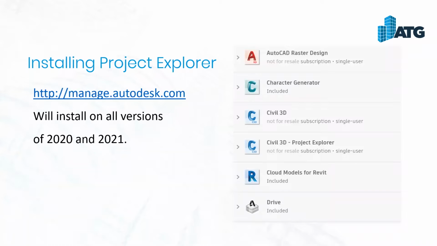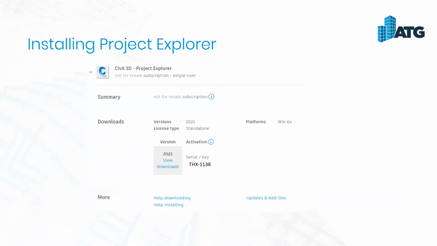and you'll see under Civil 3D that there is a Project Explorer option here. If you don't have access to manage.autodesk.com, talk to your IT folks and have them request this software. So when you start going through it, once you expand that Civil 3D Project Explorer, you're going to see that it says there's a download for 2021 only.